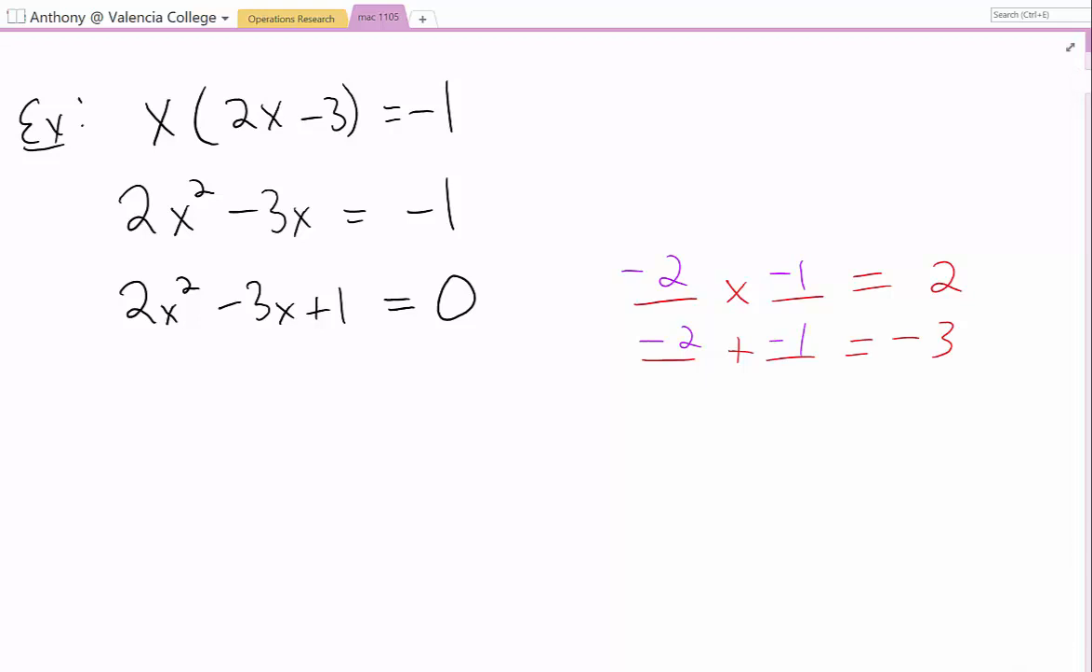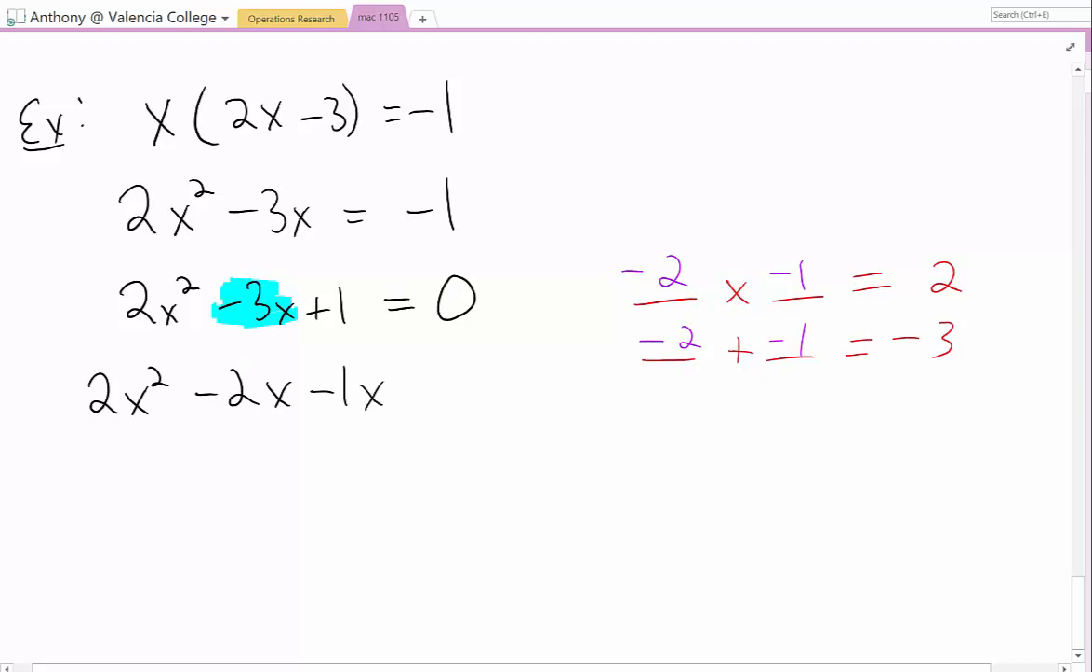All right. So now we're going to break up, once again, the negative 3x, the middle term, as, this time, a negative 2x plus a negative 1x. So let's see. This becomes 2x squared minus 2x minus 1x, plus 1 equals 0. Okay? All right, I'm going to erase that 1, because remember, negative x is just the same thing as implied negative 1x. Anyways, now we do our AC grouping.